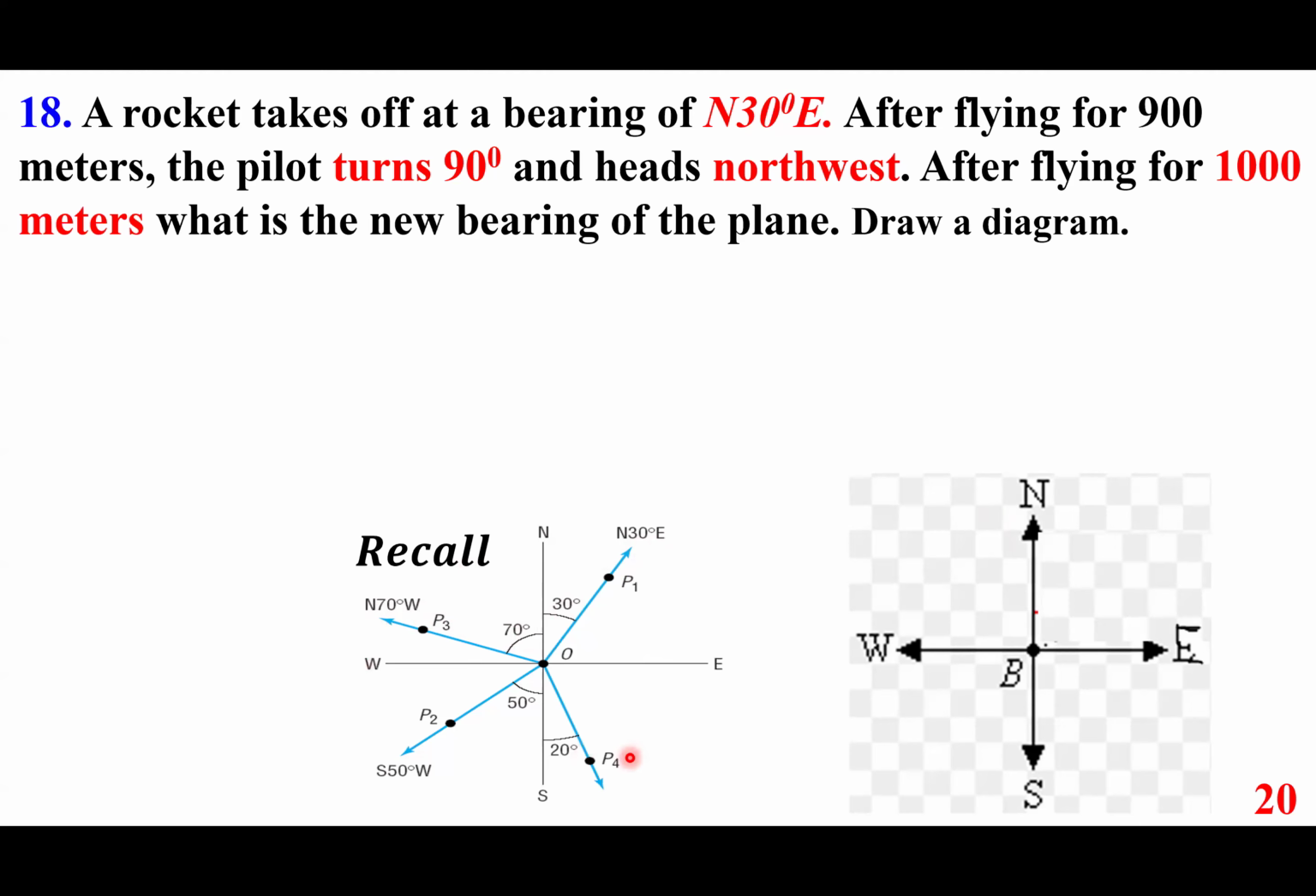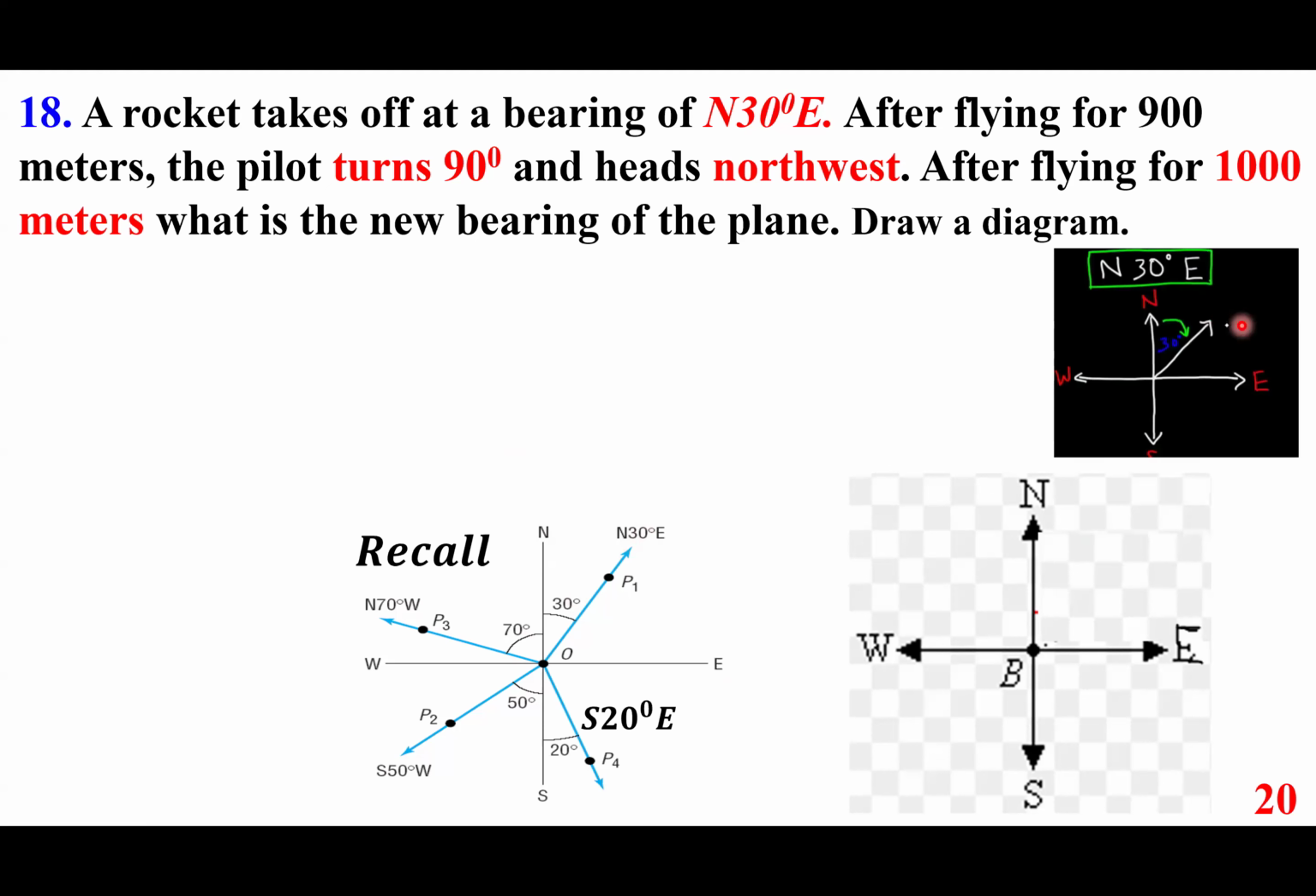So we have all of them. This one is missing. I hope you see that we're going to go with south 20 degrees, to the right is east, south 20 degrees east, just to remind you of what we have done. And so in this question, the very first thing we want to do, we want to look at this concept, north 30 degrees east. So we are looking at this direction.